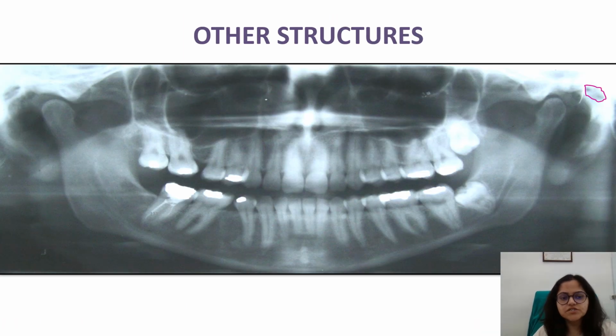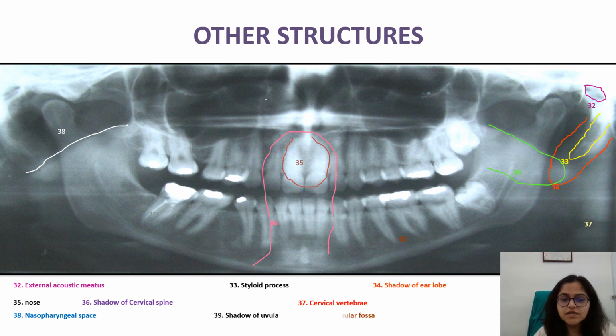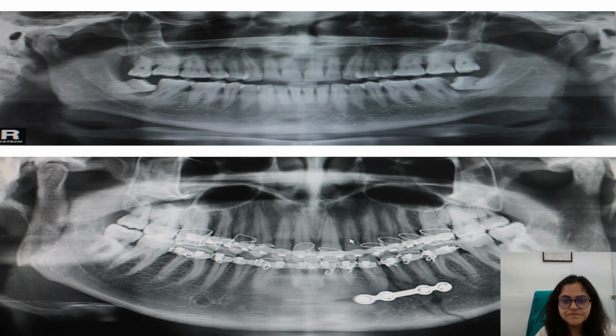Coming to the other structures, first we can see the external auditory meatus. 33 will be the styloid process. Then shadow of the earlobe, then your nose, then shadow of the cervical spine, then cervical vertebrae, then nasopharyngeal space, shadow of the uvula, and last the submandibular fossa.